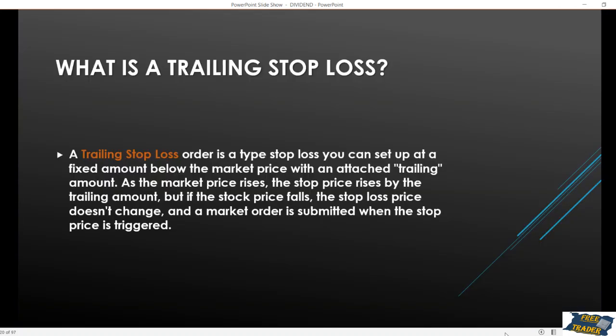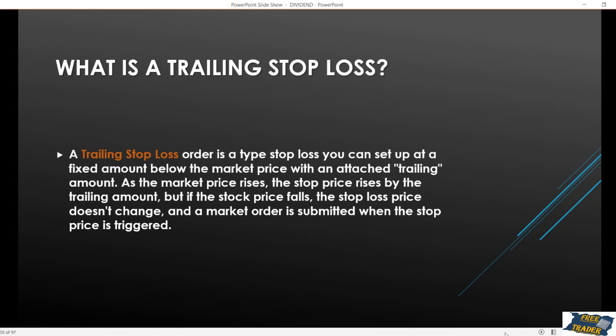A trailing stop loss order is a type of stop loss you can set up at a fixed amount below the market price with an attached trailing amount. As the market price rises, the stop loss price will rise by the trailing amount. But if the stock price falls, the stop loss price doesn't change, and a market order is submitted when the stop price is triggered. It is very simple. I'm gonna go ahead and explain it to you.